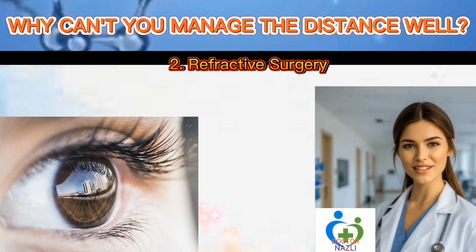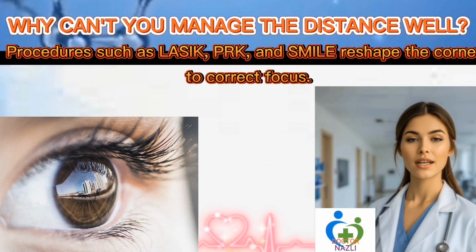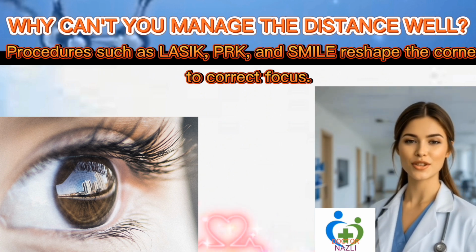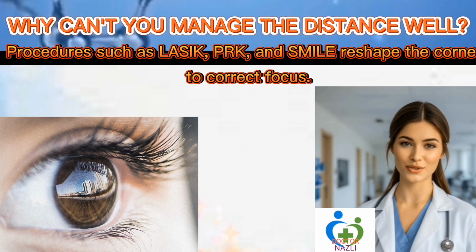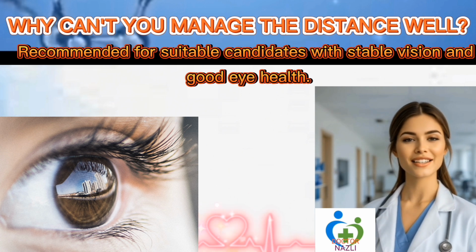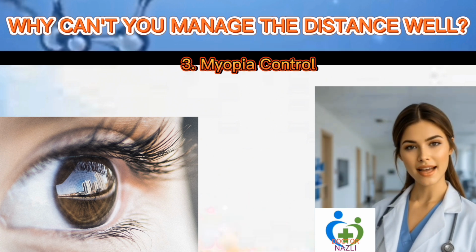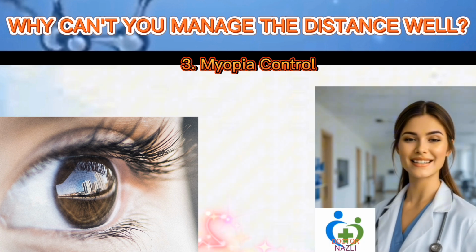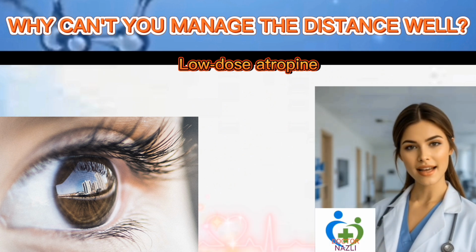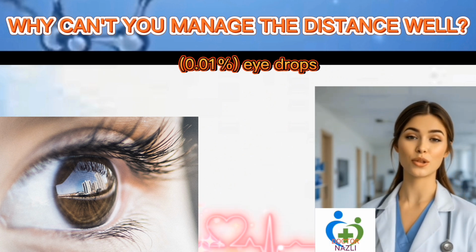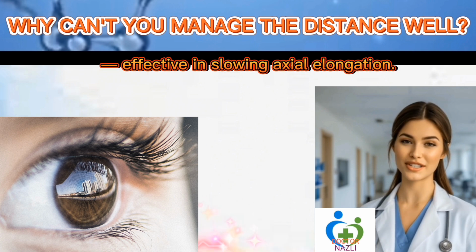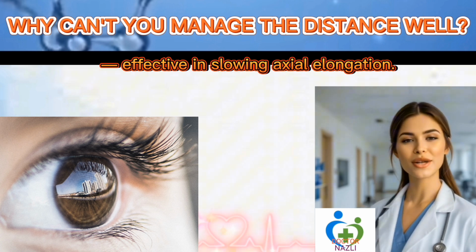2. Refractive surgery. Procedures such as LASIK, PRK, and SMILE reshape the cornea to correct focus. Recommended for suitable candidates with stable vision and good eye health. 3. Myopia control. Low-dose atropine 0.01% eye drops. Effective in slowing axial elongation.